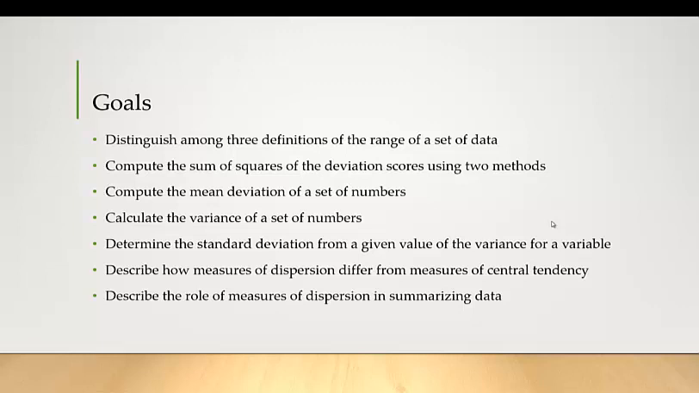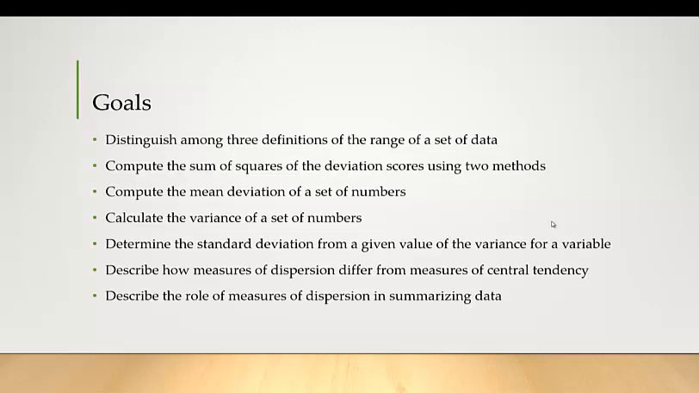Calculate the variance of a set of numbers. The difference between the mean deviation and the variance is that instead of using that absolute value in mean deviation, we actually squared our differences in variance and took that sum of squares and divided by n, our total number, and that gave us the variance.